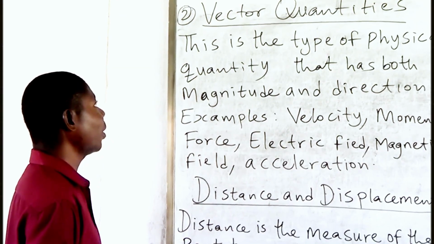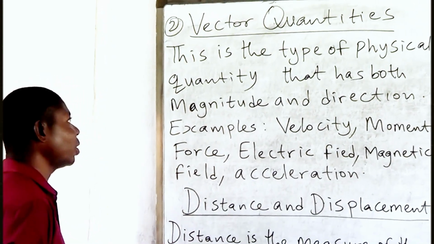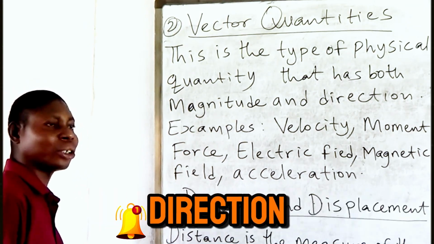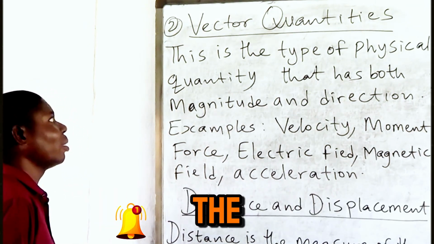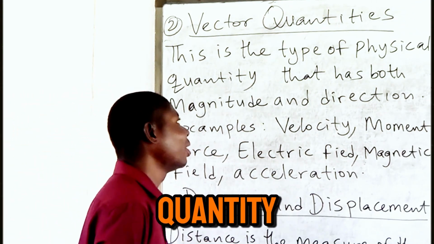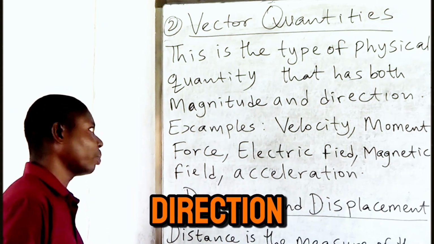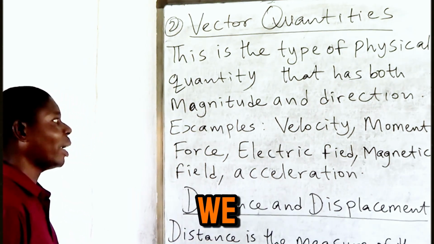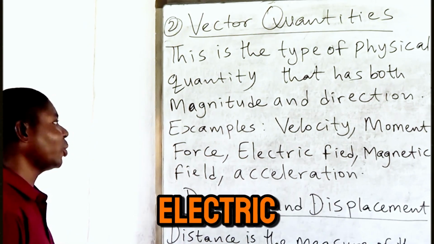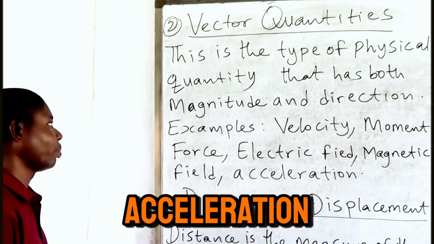Vector quantity. This is the type of physical quantity that has both magnitude and direction. Examples: we have velocity, momentum, force, electric field, magnetic field, acceleration.